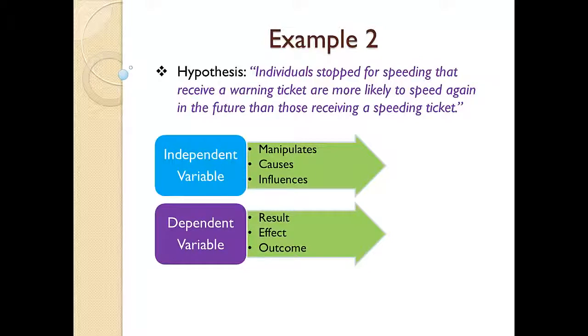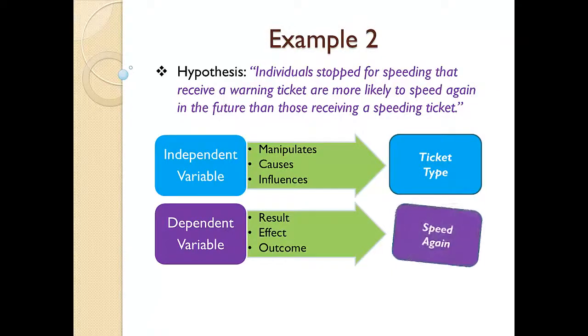If you said the type of ticket is the independent variable, you are right. The type of ticket is the independent variable because we are looking at the effects of a warning ticket versus a speeding ticket on the likelihood to speed again in the near future. Now, what is the dependent variable? If you listen to what I just said, I actually told you. That's right. The dependent variable is the likelihood to speed again in the near future. See, this isn't that hard. Okay, you're getting good at this now, so let's try one that is a bit harder.